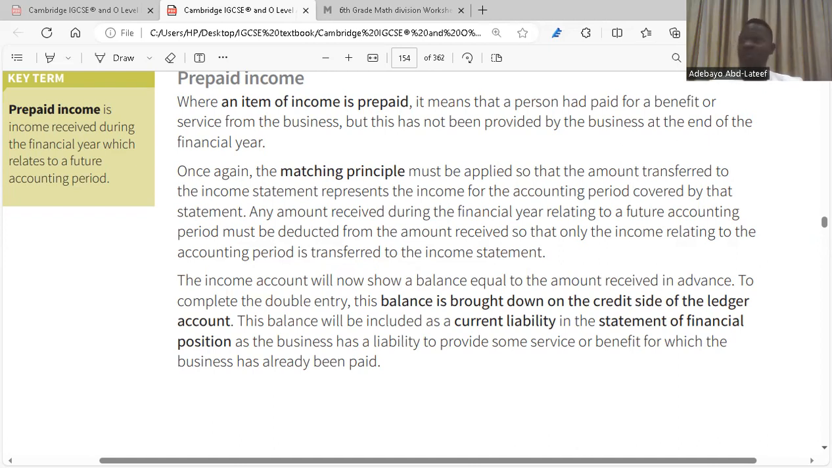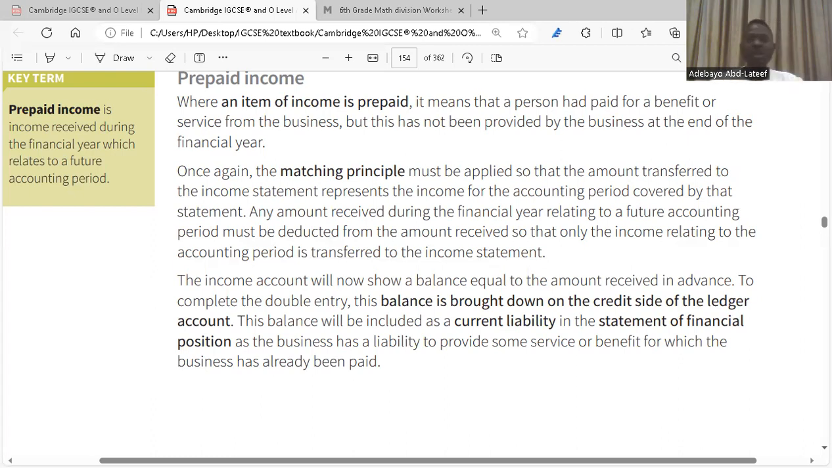The 1,500 will be the difference between your income statement and your balance brought down of 5,000. Yes. So on the credit side, you're going to have your balance carried down again. You're going to have your balance brought down, which is the amount of money you've received on the credit side because you have not done the job.